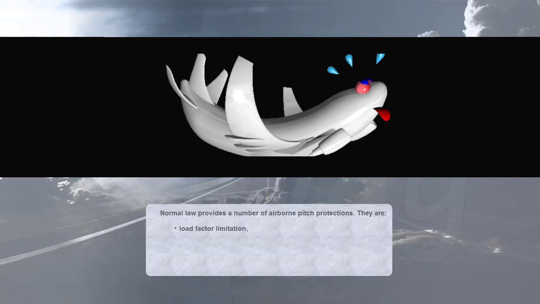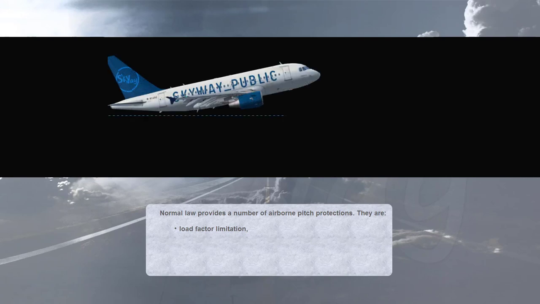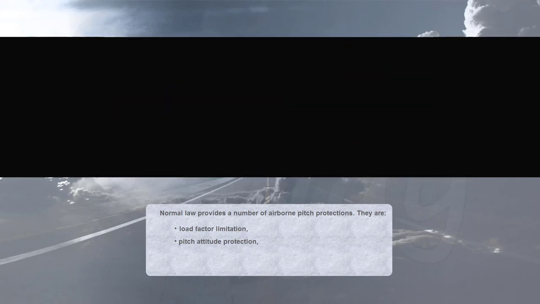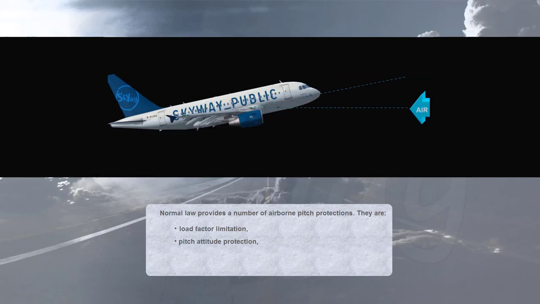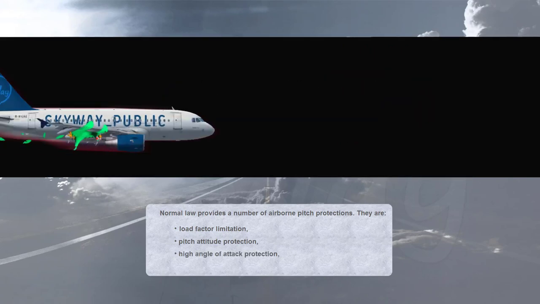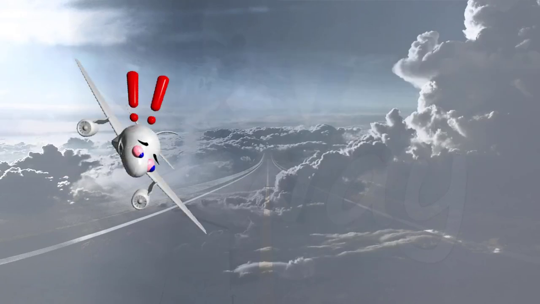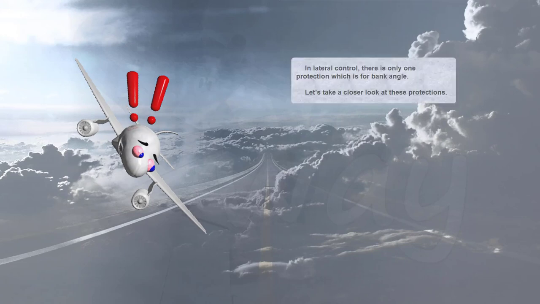Normal law provides a number of airborne pitch protections. They are load factor limitation, pitch attitude protection, high angle of attack protection, speed protection. In lateral control, there is only one protection which is for bank angle. Let's take a closer look at these protections.